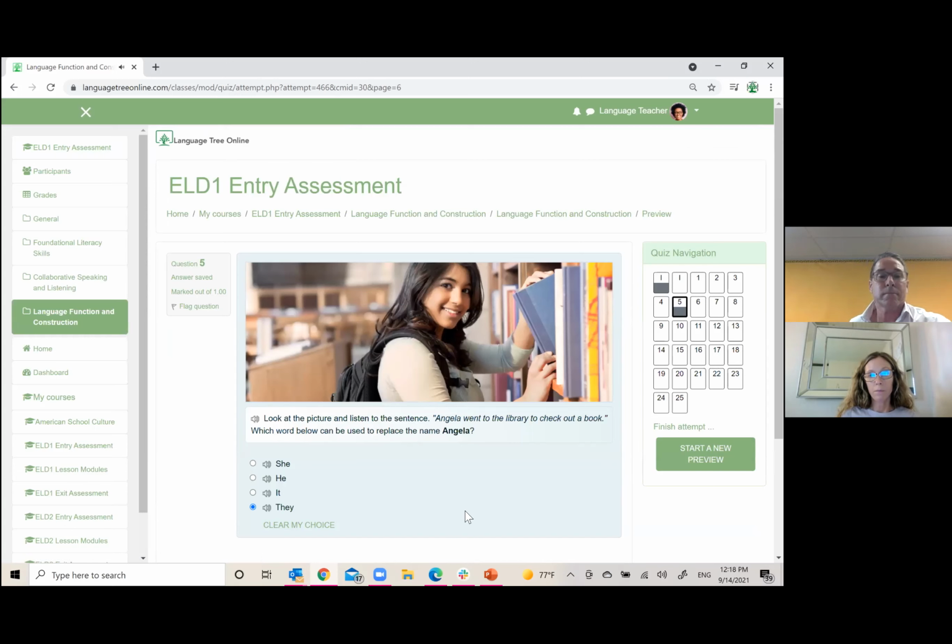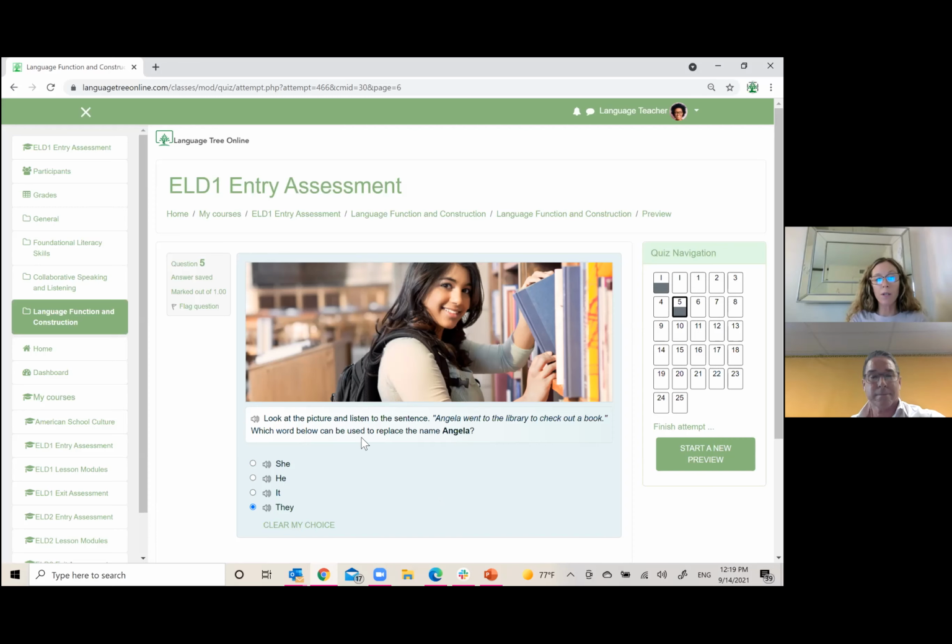Look at the picture and listen to this sentence. Angela went to the library to check out a book. Which word below can be used to replace the name Angela? She, he, it, they.